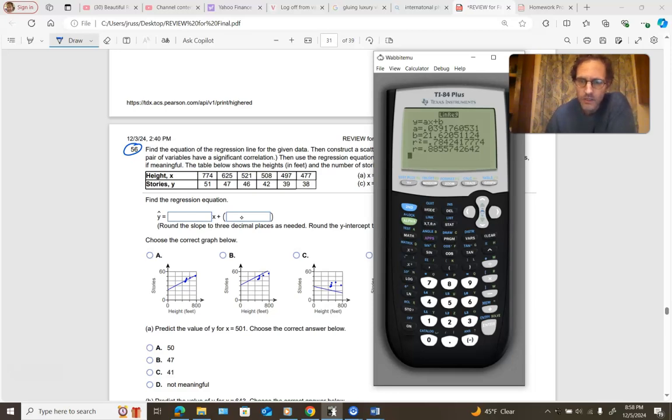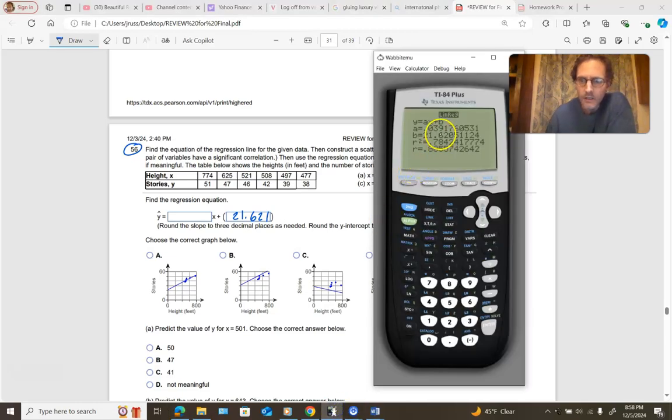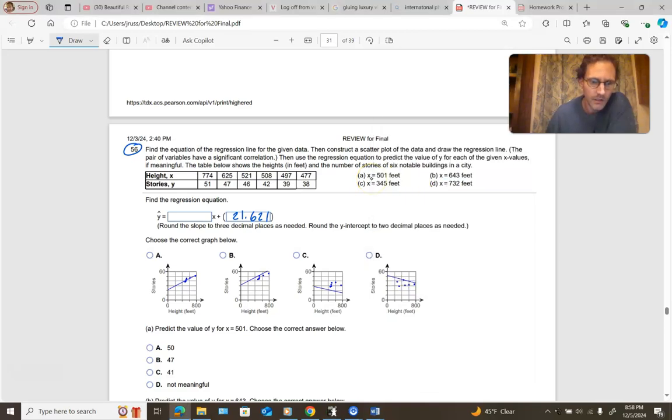To 3 decimal places, this would be 21.621. And then the value of A to 3 decimal places will be 0.039.